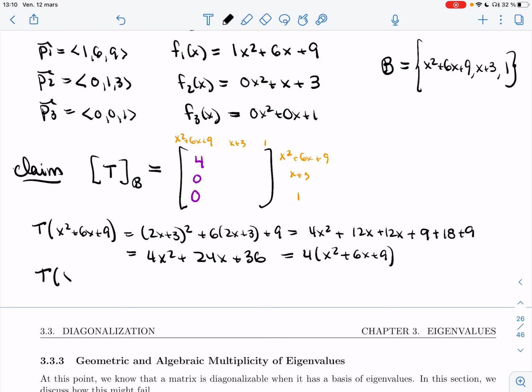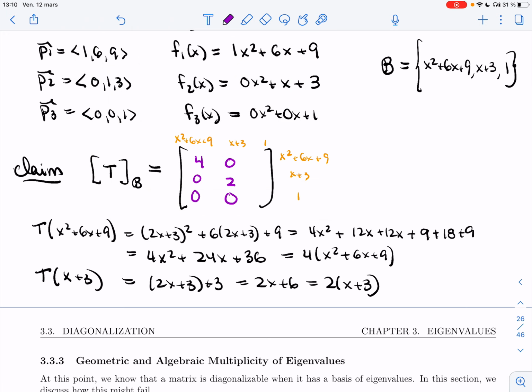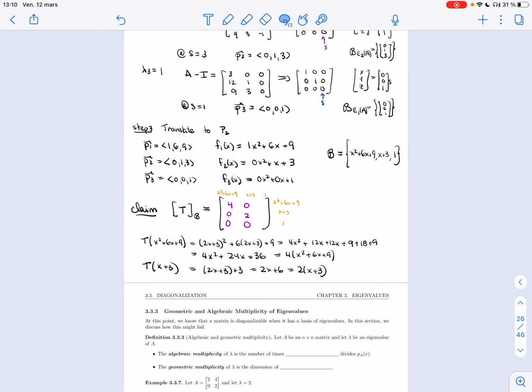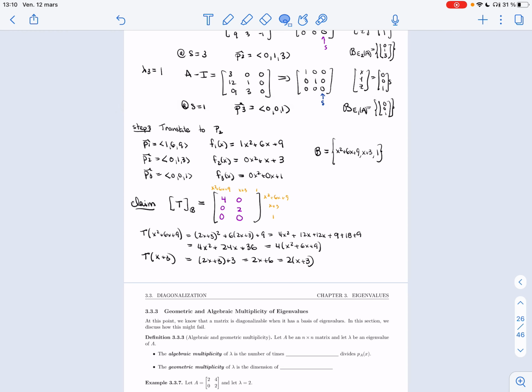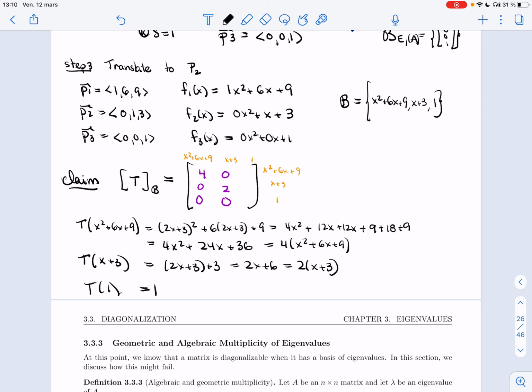All right, if I do the second one, since I've messed up the first, let's do the second one. That's going to be 2x plus 3 plus 3. That's 2x plus 6. That is 2 times x plus 3. And so I will get 0, 2, 0. And we've already said that T of 1 is 1. Let me put it here. Actually, why don't I shrink it all, just put that last little detail so that it is complete. T of 1 is 1, and so I have 0, 0, 1.